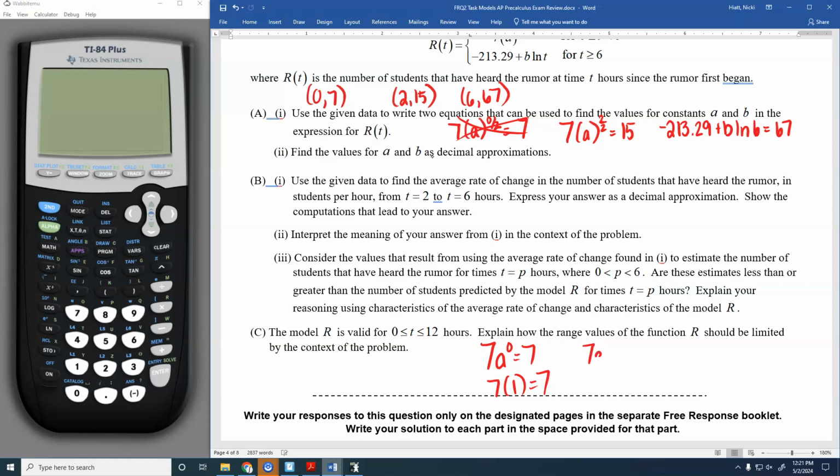Now I've got 7a, that's going to be to the first power, equals 15. Well, all I got to do is divide by 7. A equals, and they ask for decimals on this, so don't leave it as a fraction. I would hate for us to lose points for something like that, so 2.143.